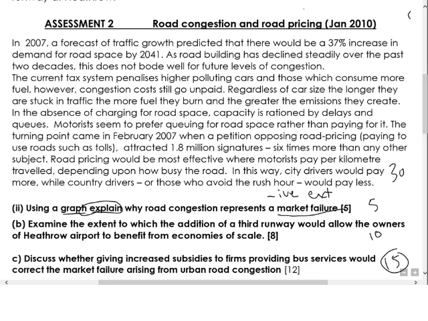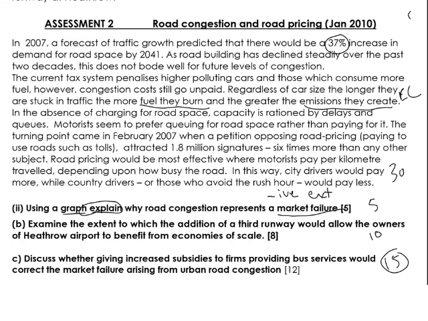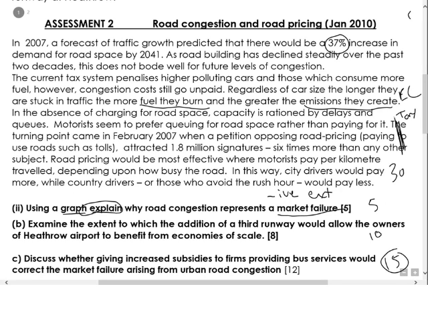There is some data here that you could apply. There's going to be a 37% increase in demand for road space. It talks about being stuck in traffic, burning more fuel, and greater emissions in terms of the external costs. It's talking about the potential that charging people to use the roads, so effectively putting a price on roads or taxing roads, is an effective solution.